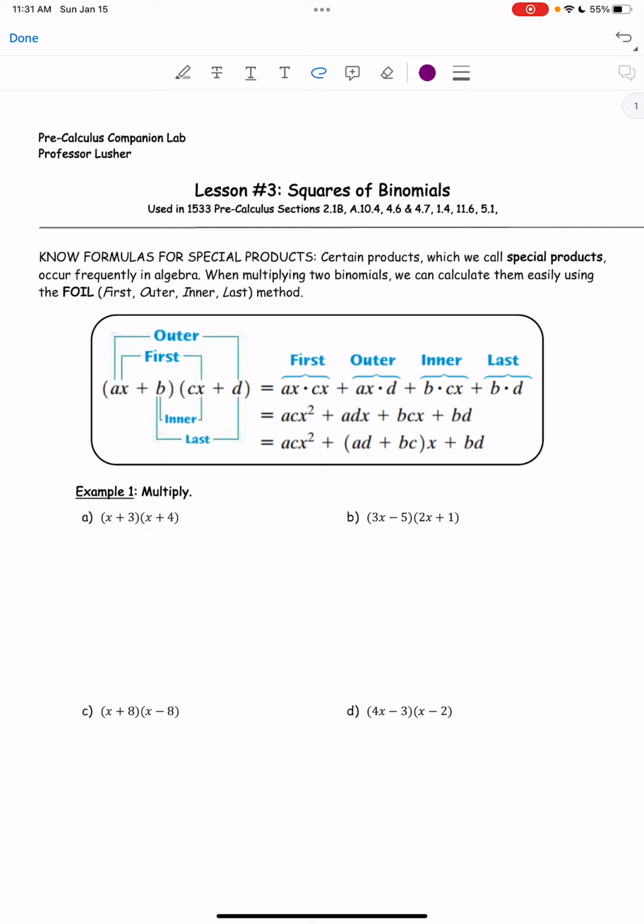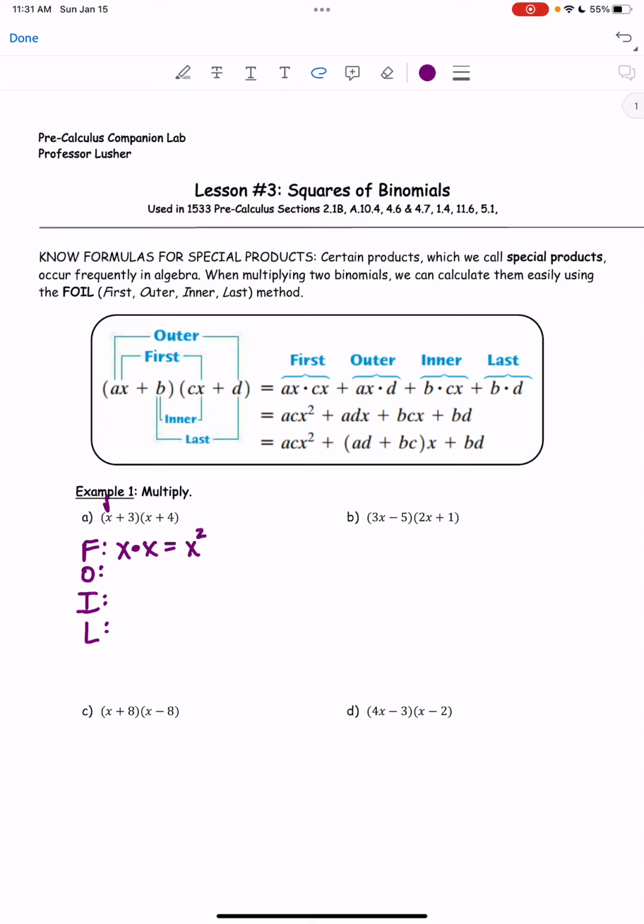So example 1, we're multiplying. So I can see I have these 2 binomials here, and I know they're binomials because they have 2 terms. So when you're multiplying 2 polynomials that have 2 terms, those are considered binomials. And so we will use our FOIL method. So my first is x times x because they're the first term in both binomials. And x times x gives me x squared.